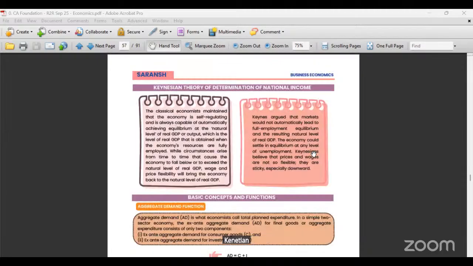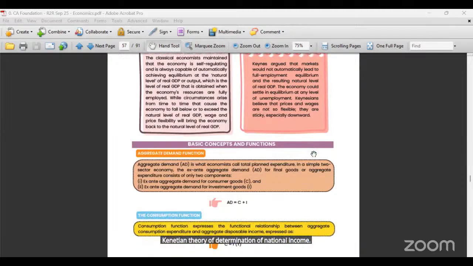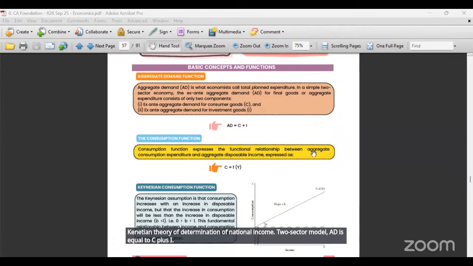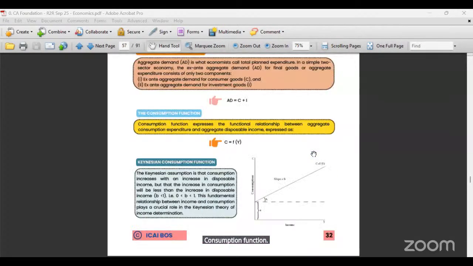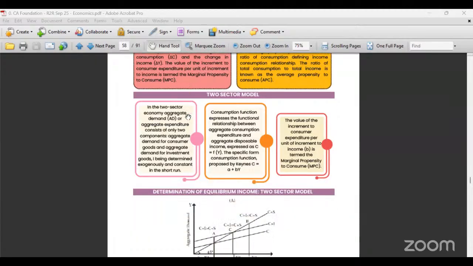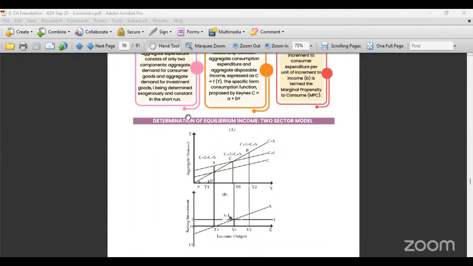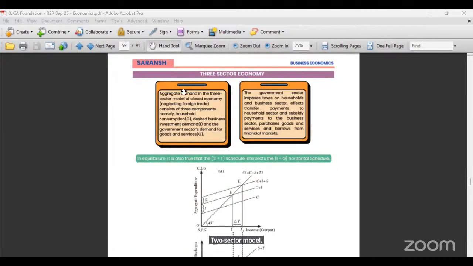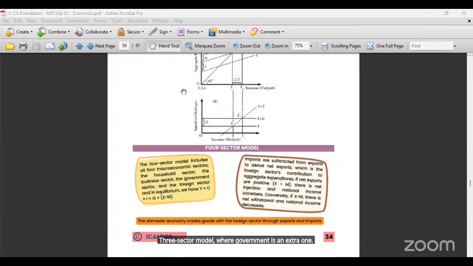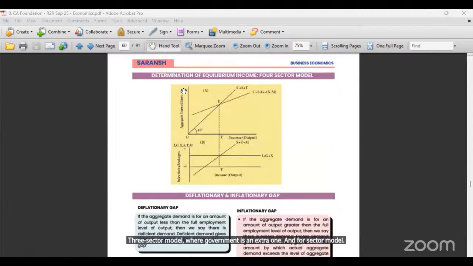Keynesian theory of determination of national income. Two-sector model, AD is equal to C plus I. Consumption function. Marginal propensity to consume is important: delta C divided by delta Y. Two-sector model. Three-sector model where government is an extra one. And four-sector model, where international or external sector is also added.